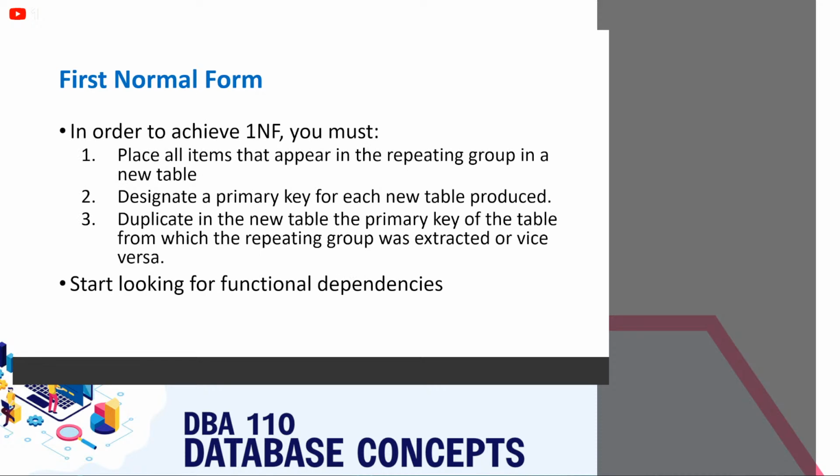Right, so let's have a look at first normal form now. On first normal form here, I have 3 items. And I said that there are 4 items in our first normal form checklist.